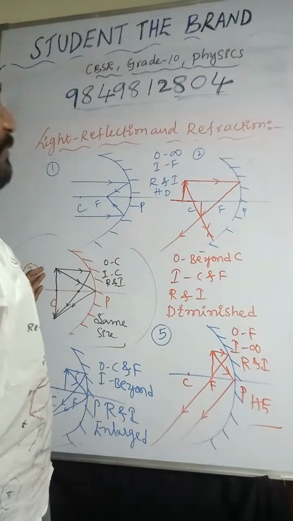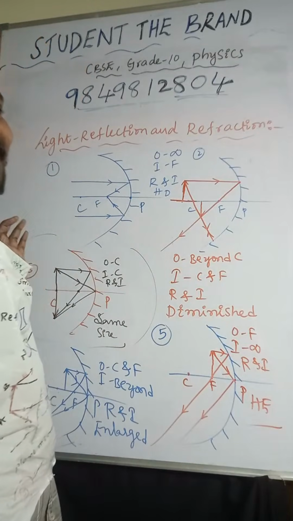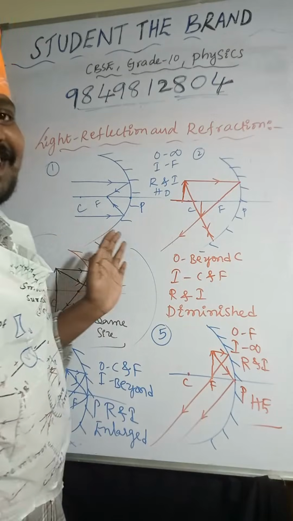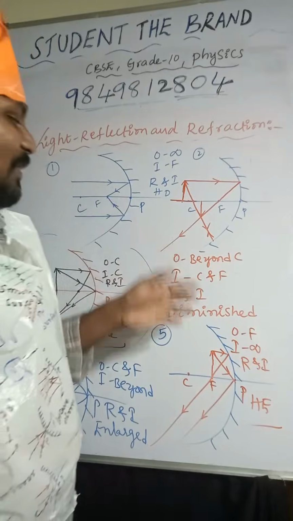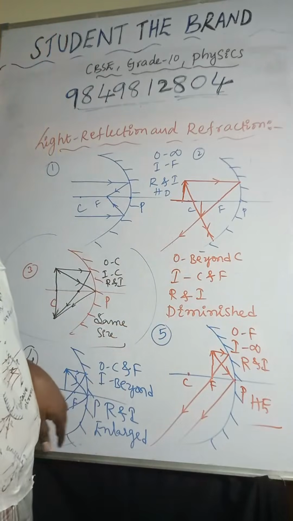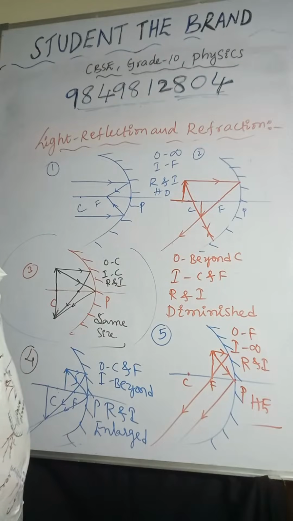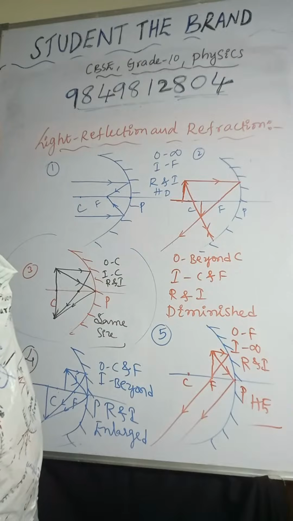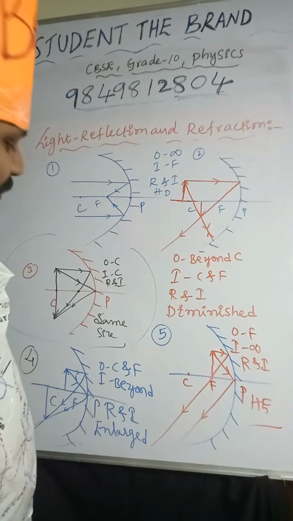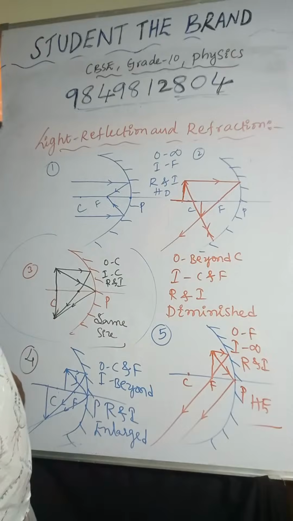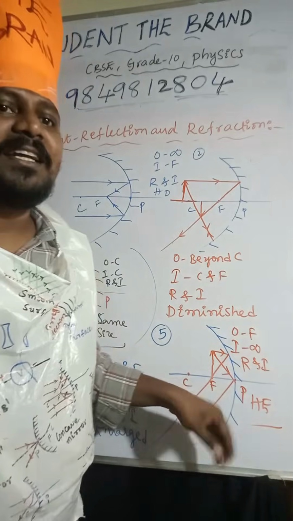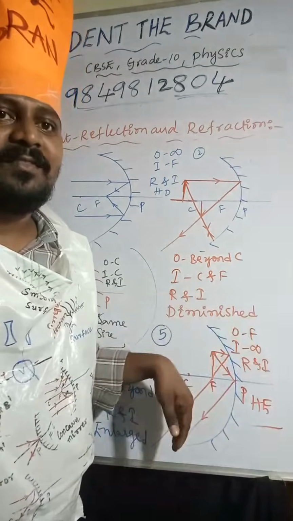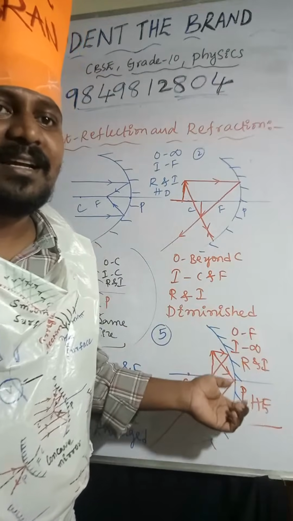Okay, then object is placed at center of curvature. Image will also form at center of curvature. Nature of the image is real and inverted, and size of the image is the same size. And coming to the fourth one, object is placed between C and F. Image is forming beyond center of curvature. Nature of the image is real and inverted and enlarged. So here object is placed at focus. Image is forming at infinity. Nature of the image is real and inverted and highly large.